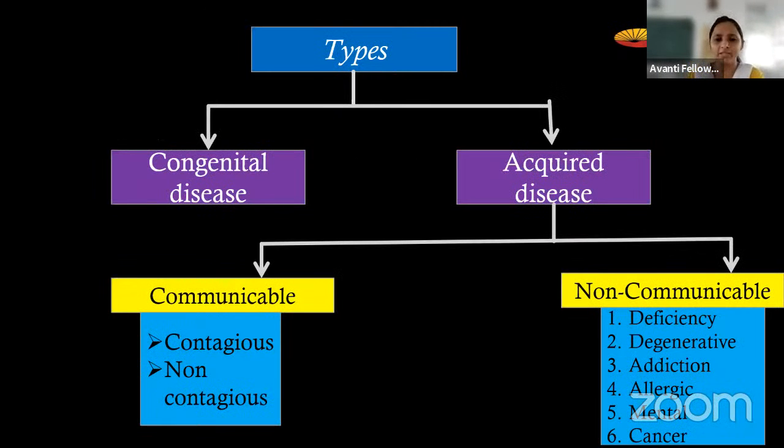Whenever we are talking about disease, there are two types: one is congenital disease and the other is acquired disease. What do you mean by congenital? The disease which came from birth, we will call a congenital disease.